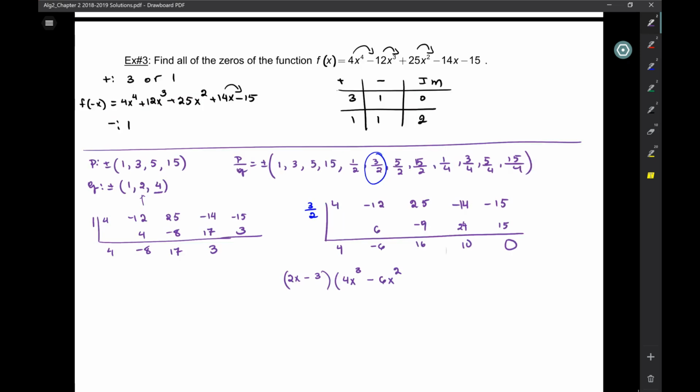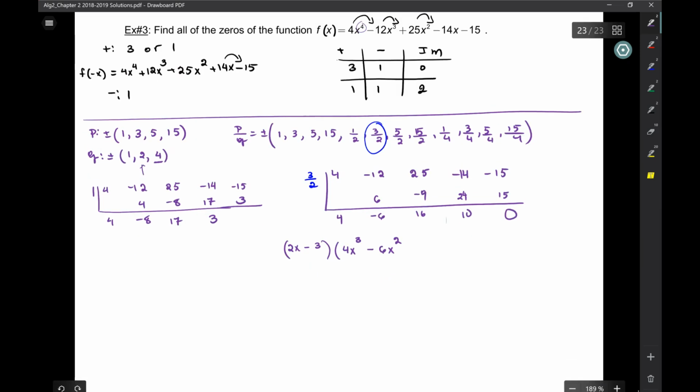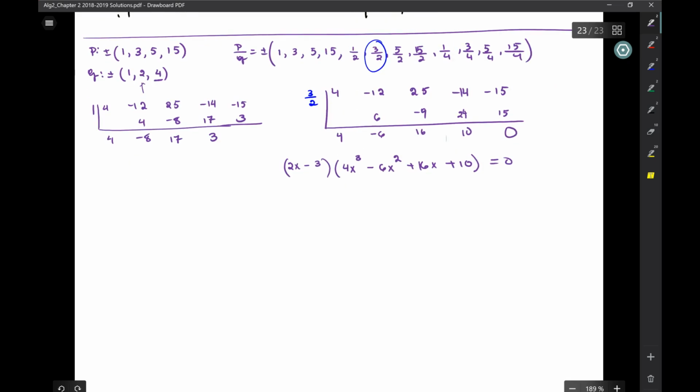So we started out with x to the 4. When you do synthetic division, it drops by 1. So it's 4x cubed minus 6x squared plus 16x plus 10 equal to 0. Now at this step, you have a cubic term with 4 terms. You could either do factor by grouping or another one of these.